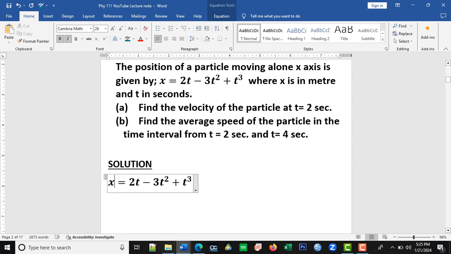To find the derivative of this, which is dx over dt, this will reduce to 2 minus 2 times 3t. So here we have 2 here.